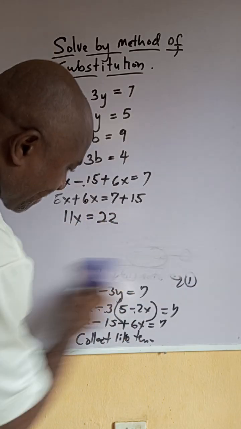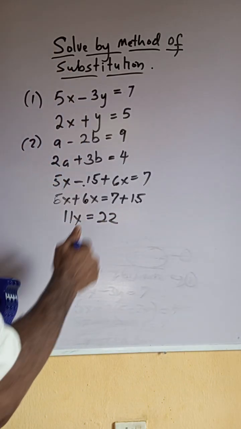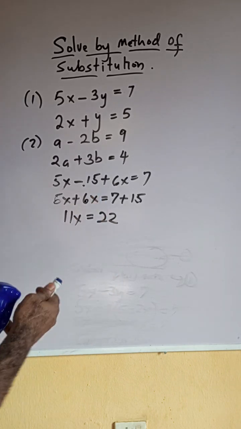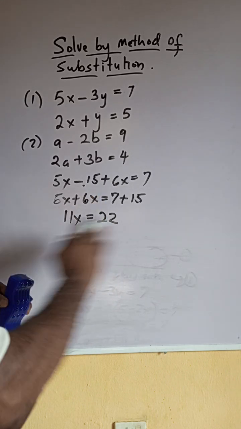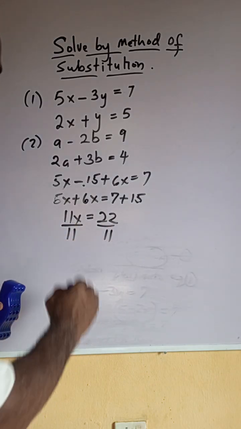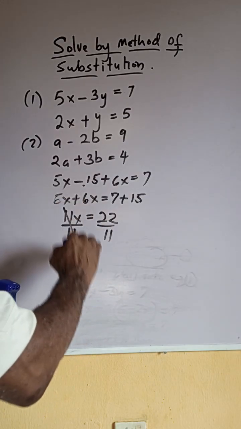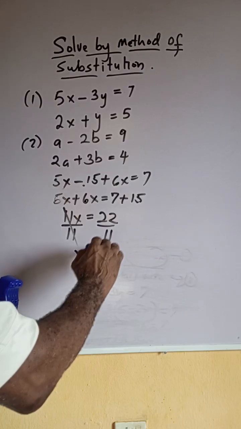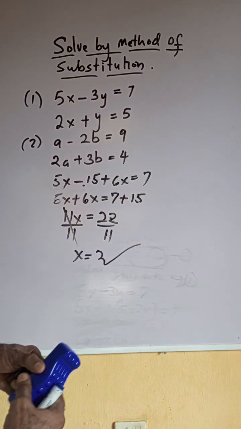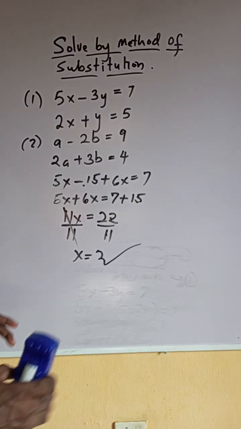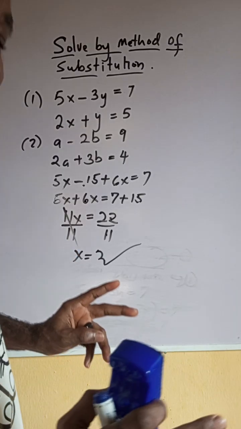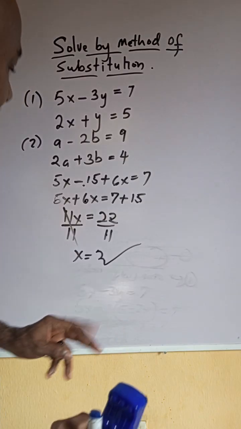At this point, since we are looking for x, we divide both sides by the coefficient of x, which is 11. So x is equal to 22 divided by 11, which is 2. So we proceed to determine the value of y.